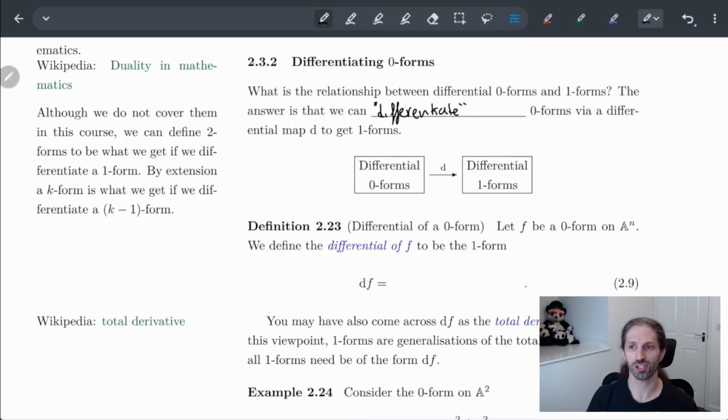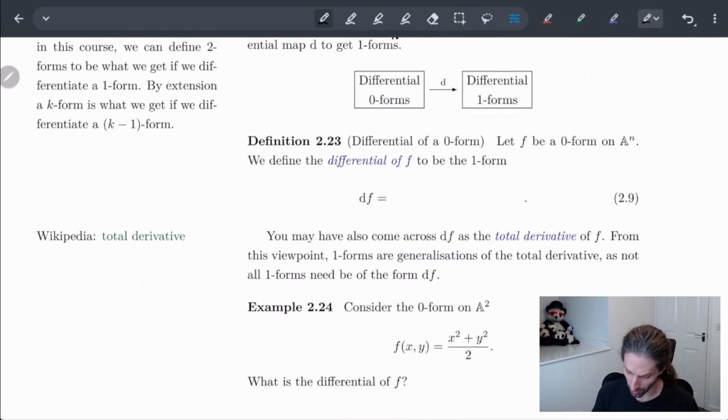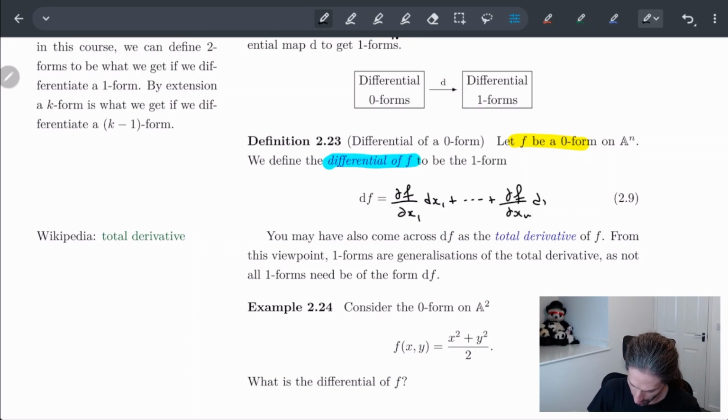And here I'm putting differentiate in quotes because it's a little more complicated, but in essence, if we have f to be some zero form, then the differential of f is going to be the one form where we basically take partial derivatives of each thing. So in other words, we take the partial derivative at each component, and we multiply this by the differential, up to xn dxn.